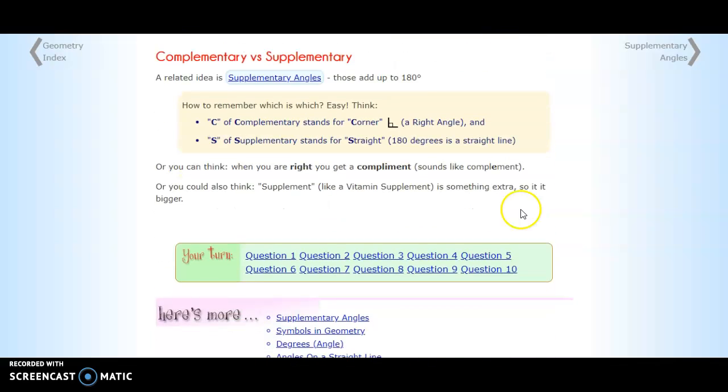And then of course we have supplementary angles, which are very similar, except these angles add up to equal 180 degrees. An easy way to remember that is the C of complementary stands for corner or a right angle, and the S of supplementary stands for straight, as in a straight line.